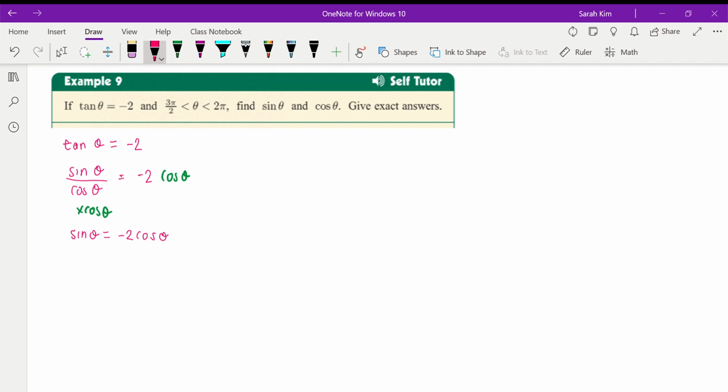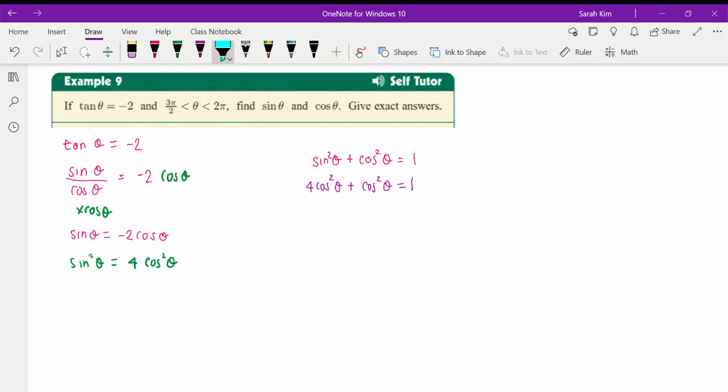What I'm going to do is use the identity, this identity that we learnt using the equation of the circle. So I almost have sine squared theta, I just have to square it. So if I square it, it'll be 4, because minus 2 squared is 4, and then cos squared theta. So this is what I'm going to replace over here. So I've got 4 cos squared theta plus cos squared theta equals 1.